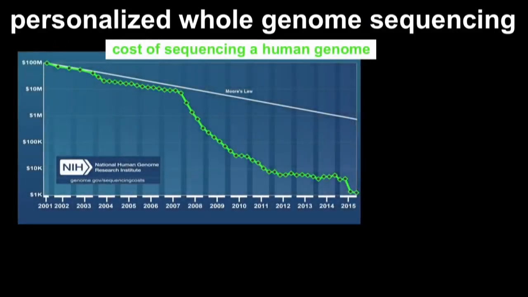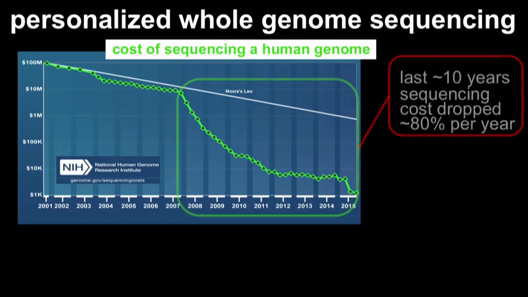whole genome sequencing. Here is a chart which shows the progress of whole genome sequencing of the human genome since the first publication in 2001. All 6.4 billion characters were sequenced for the first time, and the manual was published, as it were, in 2001 at a cost of approximately $100 million US dollars.